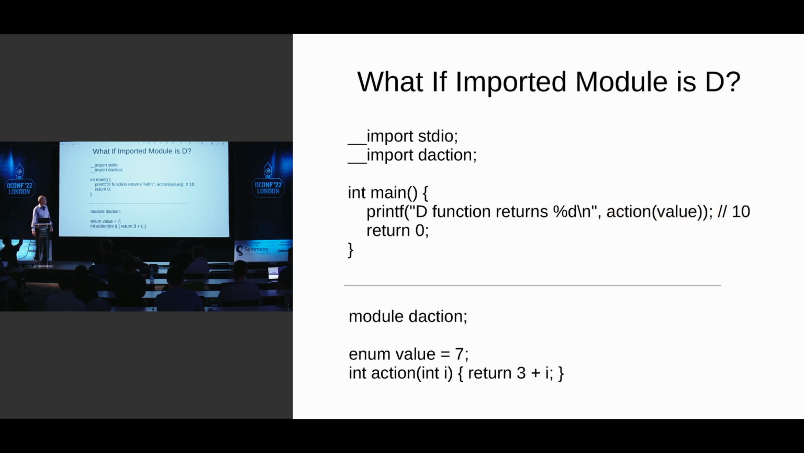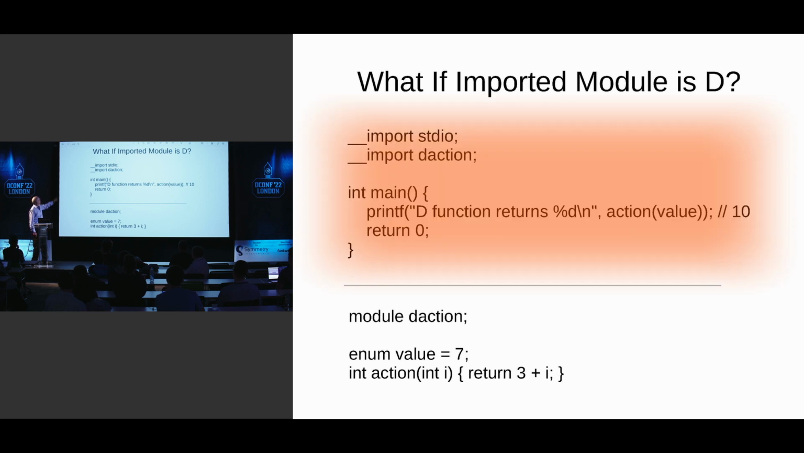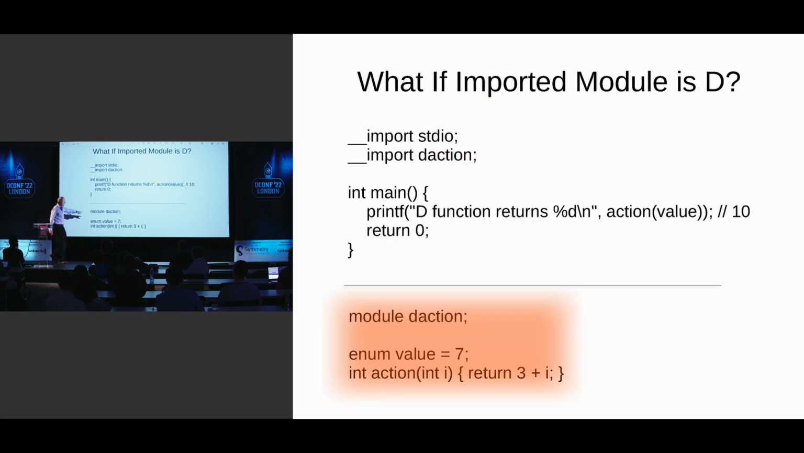That's a C program, right? The top one. No, that is a C program. This is a D module on the bottom. So here we have a C source file importing a D module and accessing it with C syntax, of course.